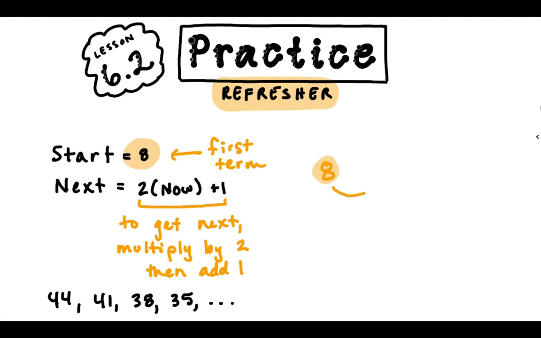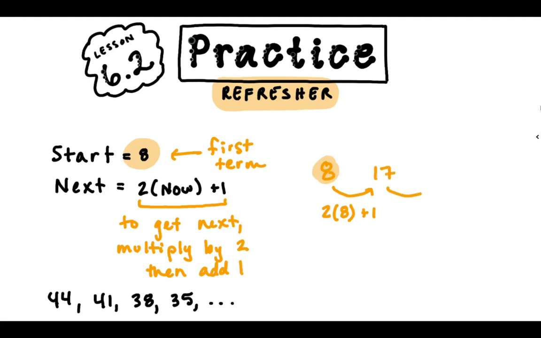So if I'm at 8, to get the next term, I'm going to take 8 and multiply it by 2, and then I'm going to add 1. So you might notice I'm taking 8 and plugging it in for the now, because 8 is our now term. 8 is the current term, and we're using it to get the next. So I can put 8 where I have the now. So 2 times 8 is 16, plus 1 is 17. So the next term in our sequence is 17.